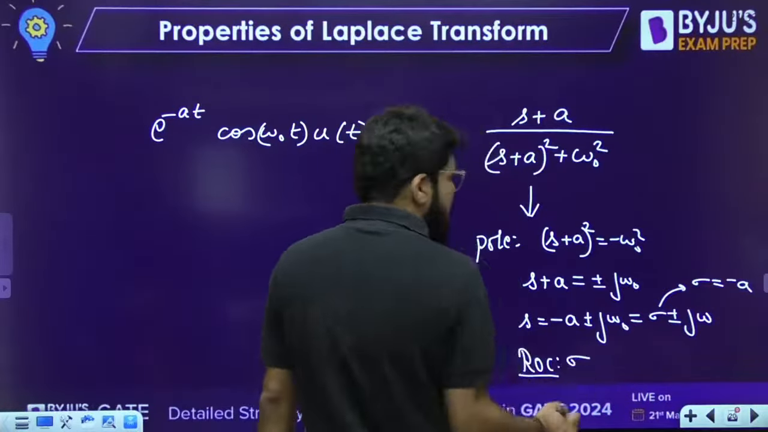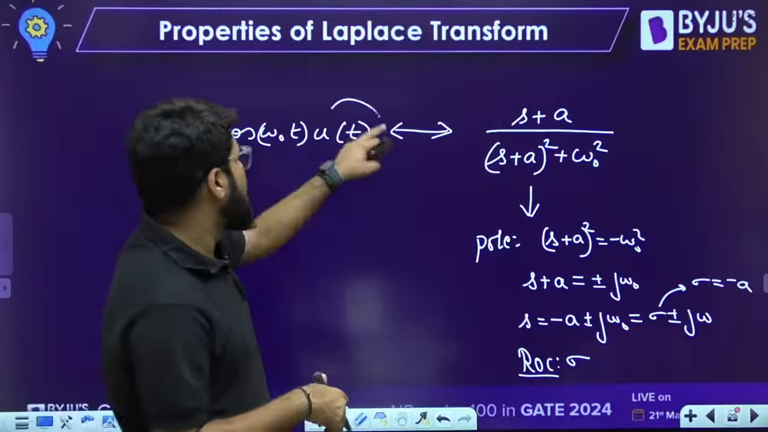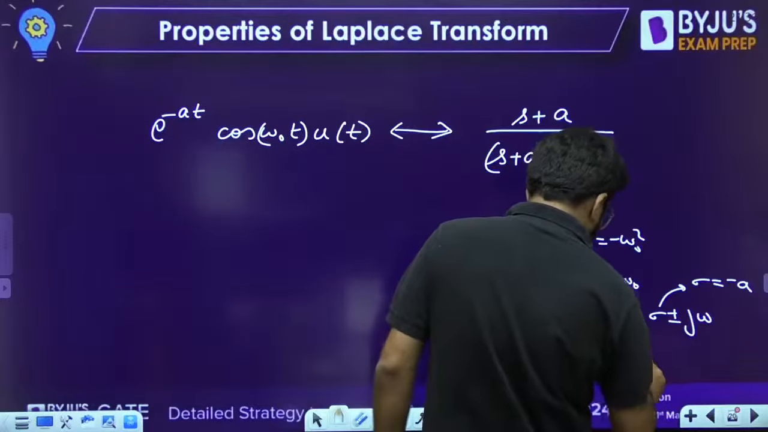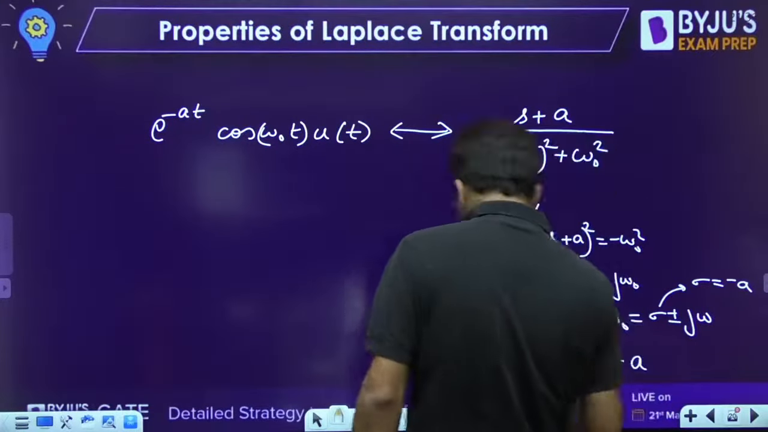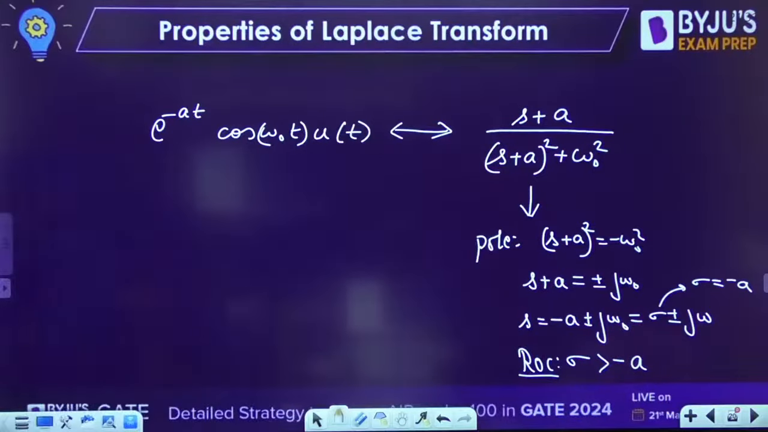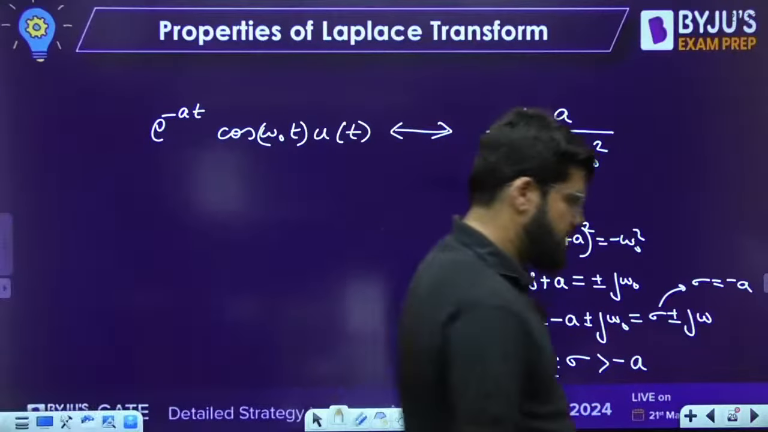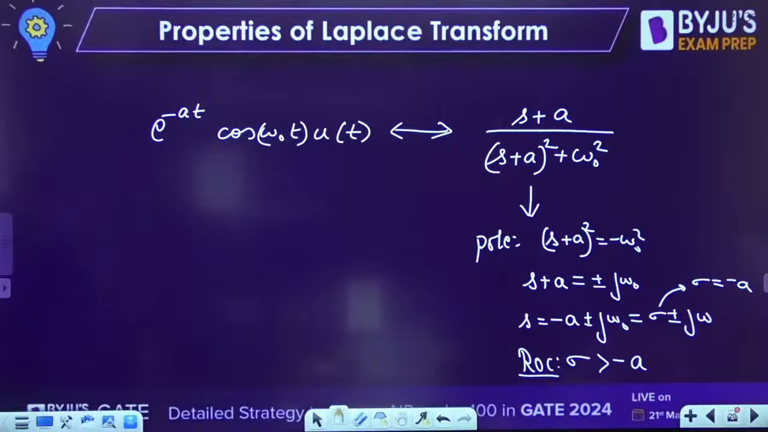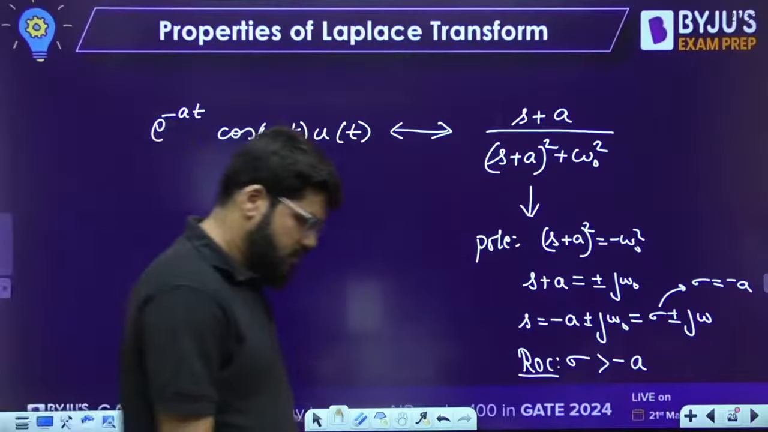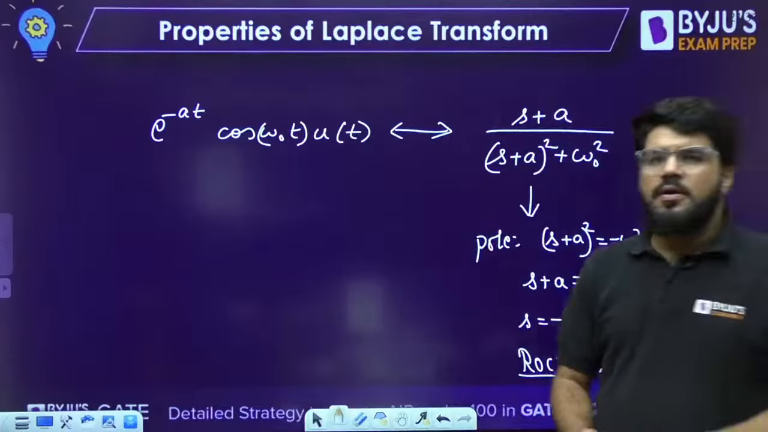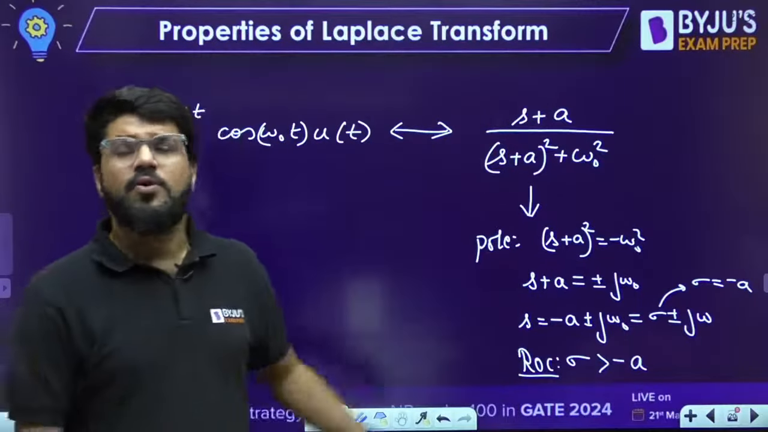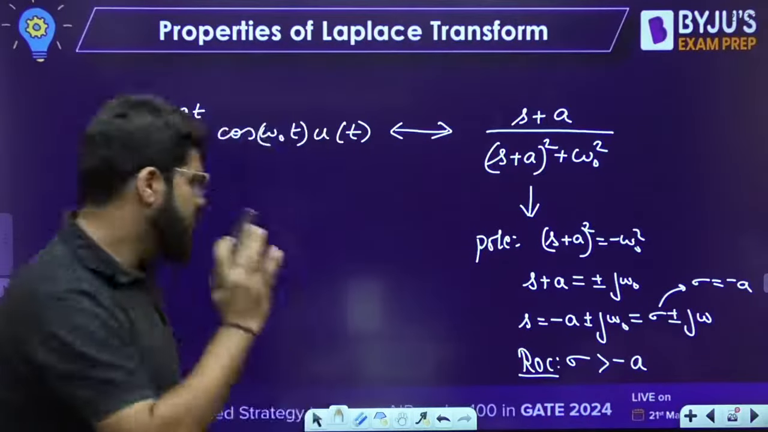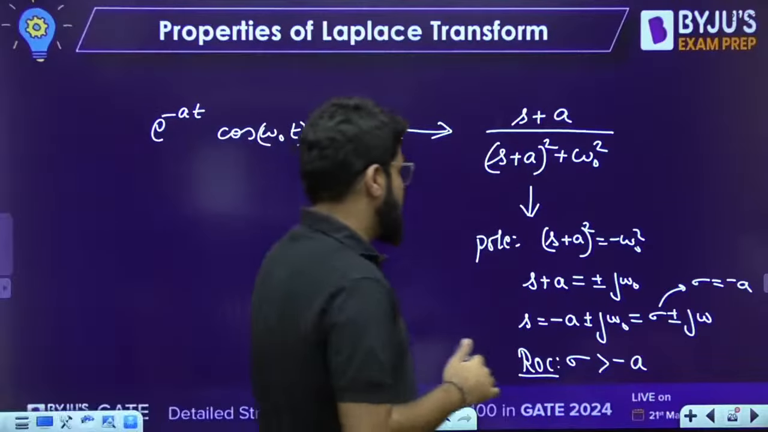So the ROC is sigma greater than minus A or less than minus A. But what is the type of signal? Unit step, so sigma should be greater than minus A. That's it. Done, the ROC is already obtained. No need to remember anything else. The basics of ROC, that is poles, right-sided, left-sided, everything that we have learned. This is e power minus at cos omega naught t u(t).